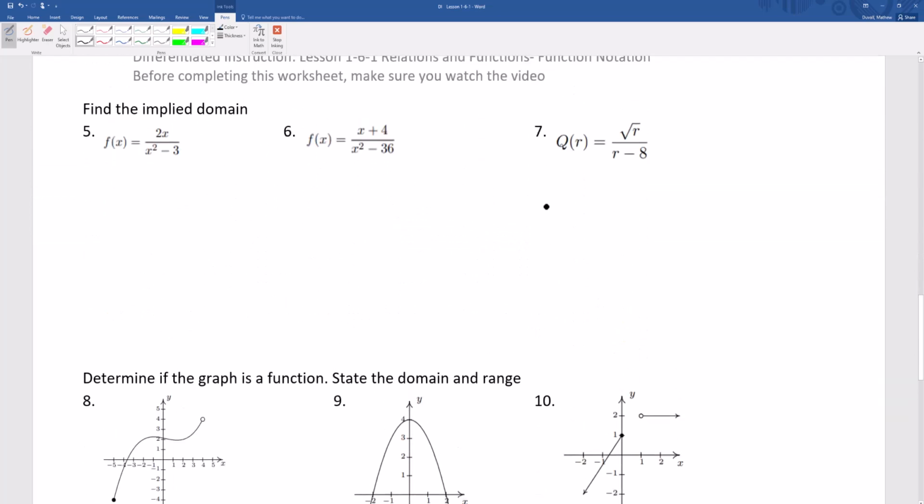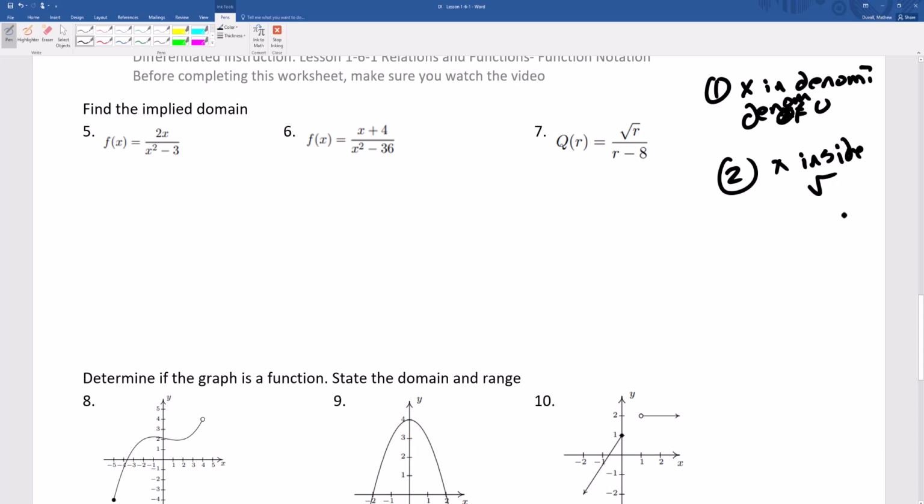Let's find the implied domain. So remember, we have 2 domain restrictions. The first is x in the denominator. If so, you set the denominator where it can't equal 0. The second is x inside a square root. If so, set the inside of the square root greater than or equal to 0.